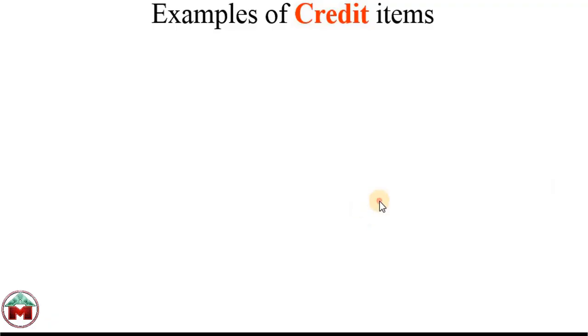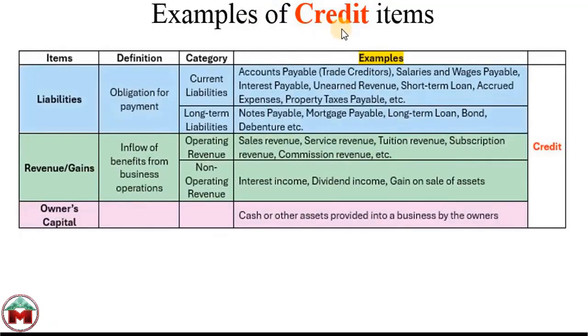Now we are going to show the examples of credit items. As you can see, liabilities, revenues and gains, and owner's capital. These three items are known as credit items. There are two types of liabilities: current liabilities and long-term liabilities. Normally, liabilities are known as obligation for payment. So whenever you have an obligation to pay, then this kind of obligation claim is known as liabilities.